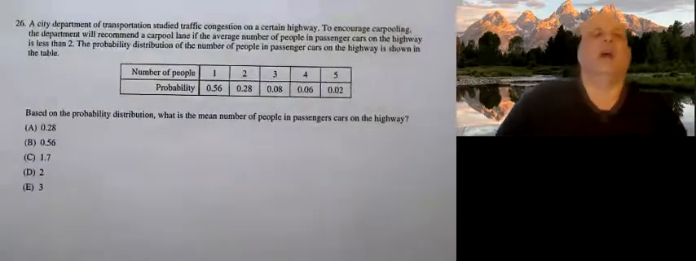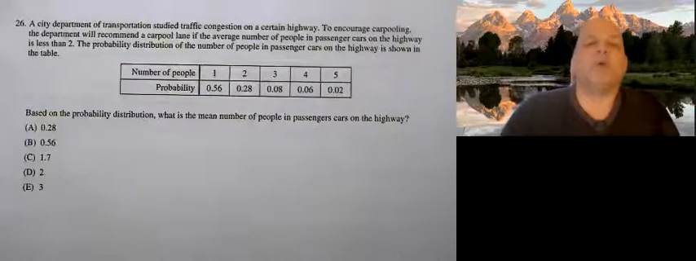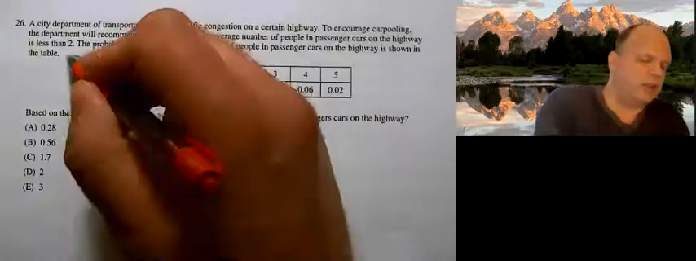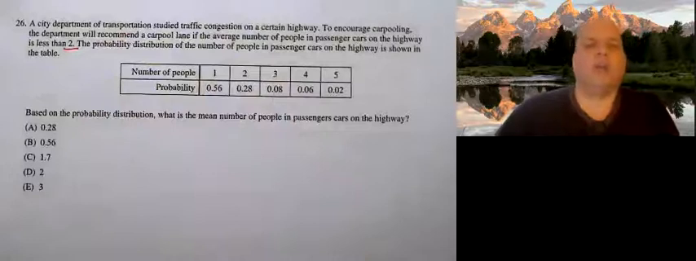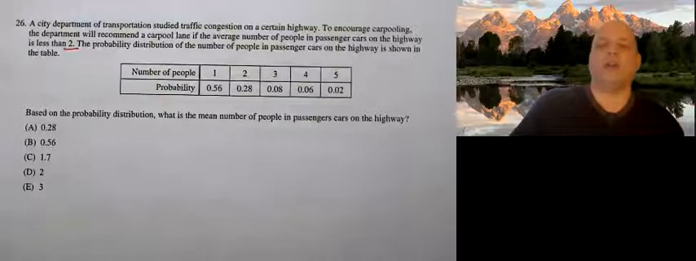26. A city department of transportation studied traffic congestion on a certain highway. To encourage carpooling, the department will recommend a carpool lane if the average number of people in the cars on the highway is less than 2. Based on a probability distribution, what is the mean number of people in passengers' cars on the highway?